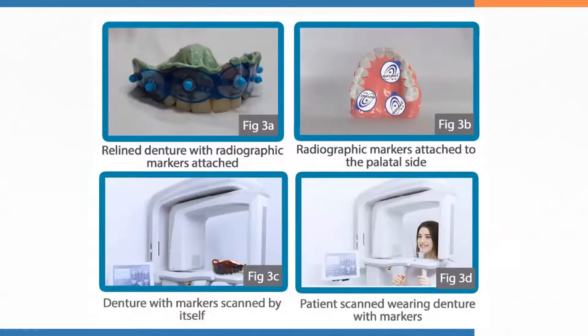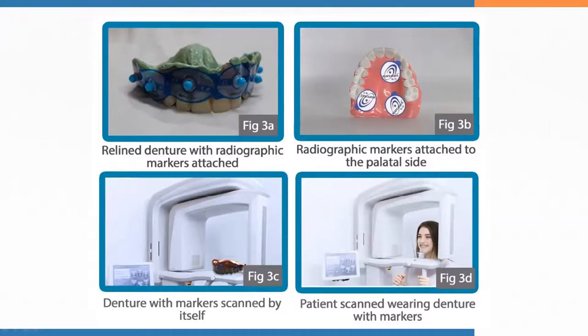A quick reminder or some tricks while scanning your patient and the denture. As we can see on the upper left-hand side, this is the relined denture with the radiographic markers attached to it on the facial aspect. And on the right, you can see the palatal markers. You want to always start with the denture scan. And while scanning the denture, you should position it into your scanning machine so that it's covered completely. The orientation of the denture in the scanner machine should be the same as in the patient's mouth. As we see here, this is an upper denture, so it's scanned with the teeth facing downwards, while if you're scanning a lower denture, it should be scanned with the teeth facing upwards.